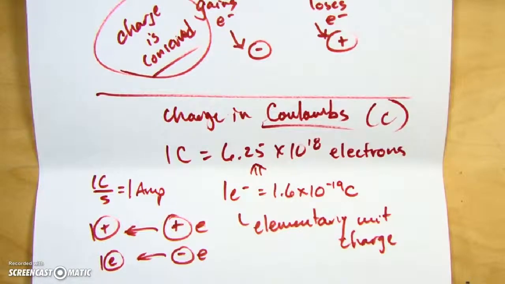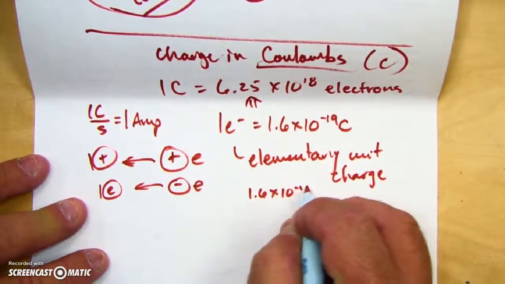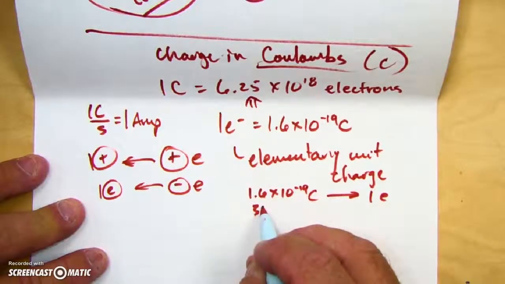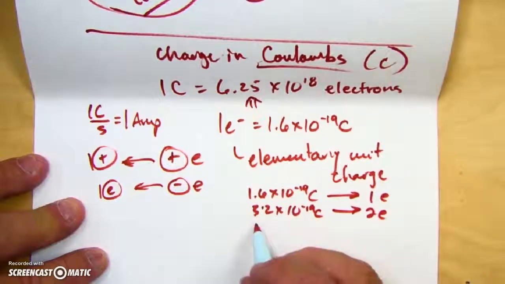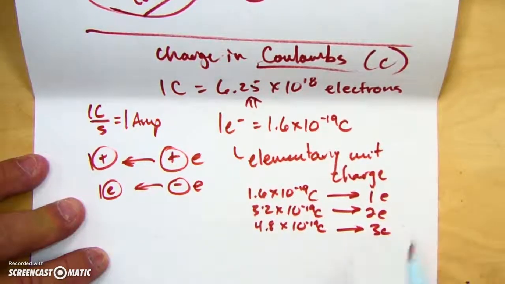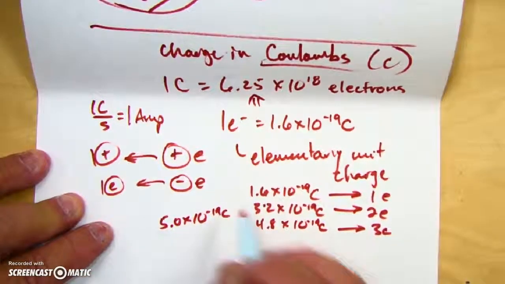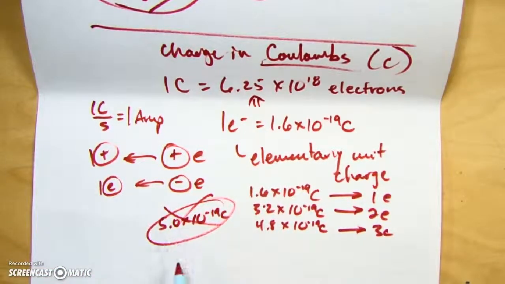So understand that I can gain and lose multiples of that. For example, 1.6 times 10 to the negative 19th coulombs is possible. That's 1 electron. 3.2 times 10 to the negative 19th coulombs is possible. That's 2 electrons. 4.8 times 10 to the negative 19th coulombs is possible. That's 3 electrons. What I can't have is something like 5.0 times 10 to the negative 19th coulombs. Can't have that because that would be like 3.2 electrons, and I can't have 0.2 of an electron. I either have a whole electron or I don't have an electron.